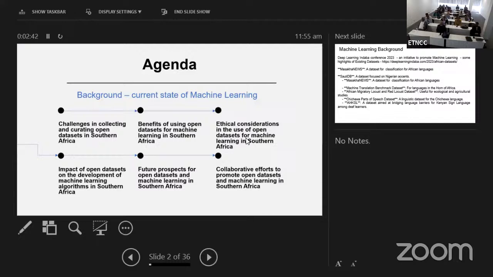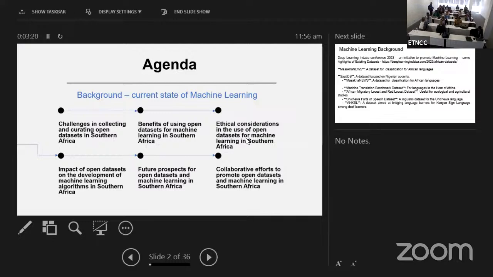This is what is going to be covered. I'll give just a short background of what's happening in the machine learning space and the challenges which we are experiencing, the benefits of using open data sets, and the issues of ethics. We always think of ethics as the last resort, but if we are to have reliable and valid data, I think we have to start prioritizing ethics when we are starting. Then we look at the future aspects.